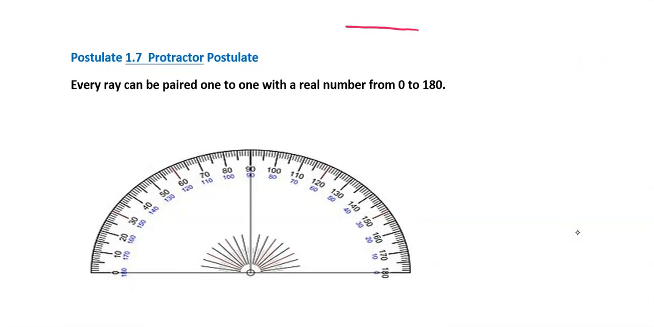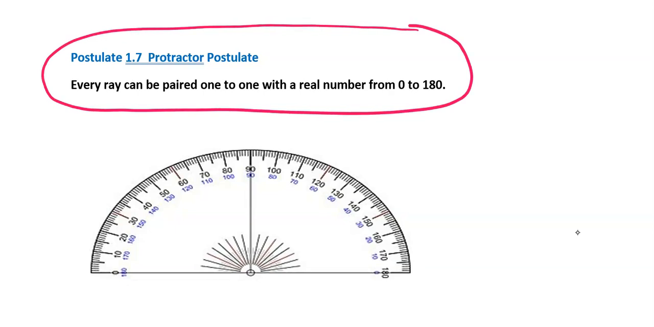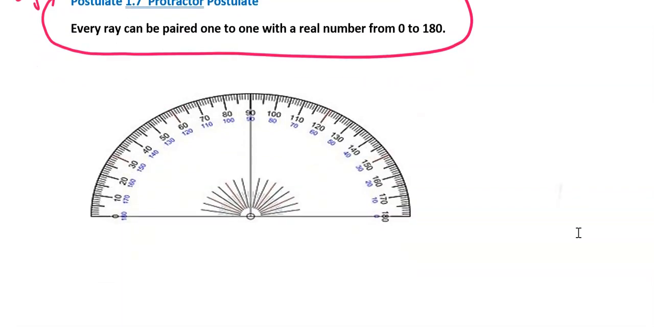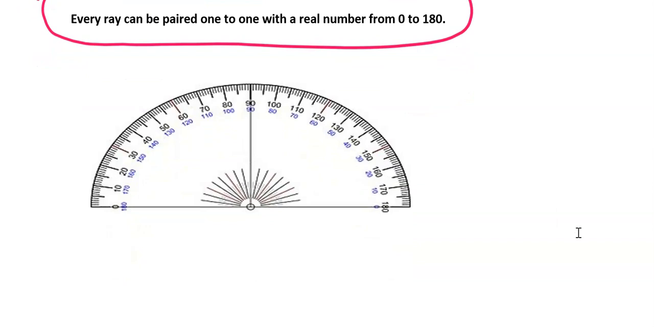Postulate 1.7. Make sure you put this into your postulates and theorems. It's called the protractor postulate. Every ray can be paired one-to-one with a real number from 0 to 180. So I have a picture of a protractor here. Notice that there's a dot in the center. That's going to be where the vertex of your angle is. Then notice that there's numbers on the inside that go from 0 to 180 going this way. And there's numbers starting on the left side that go from 0 to 180 that way.